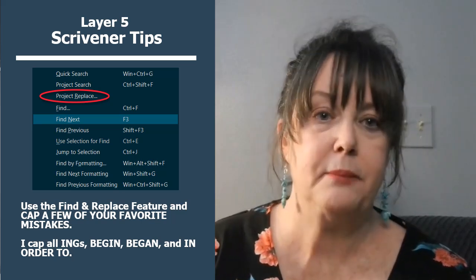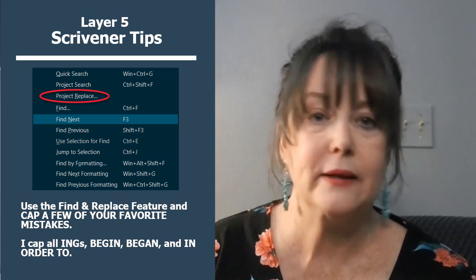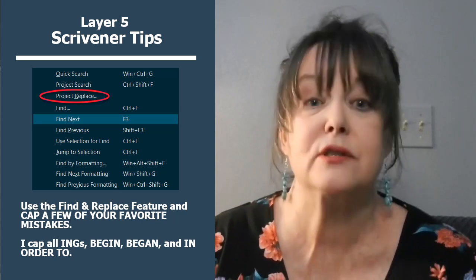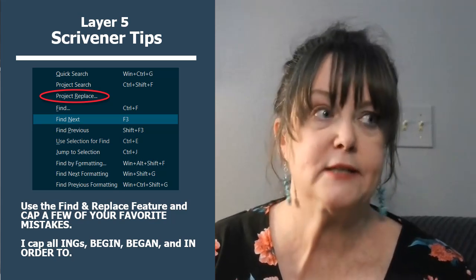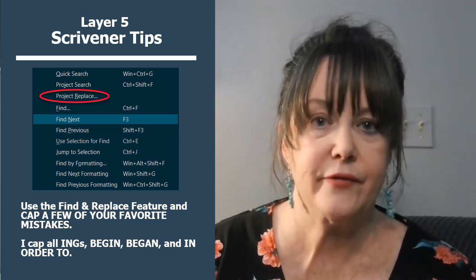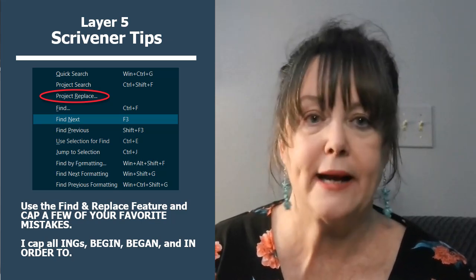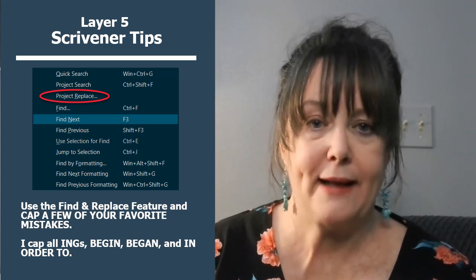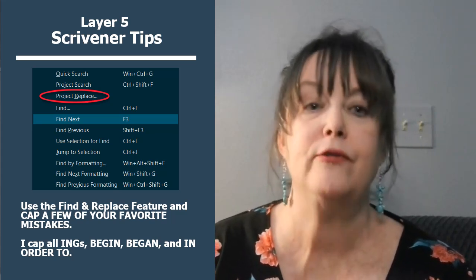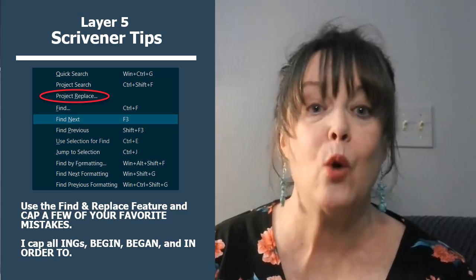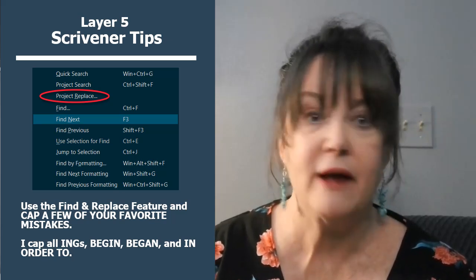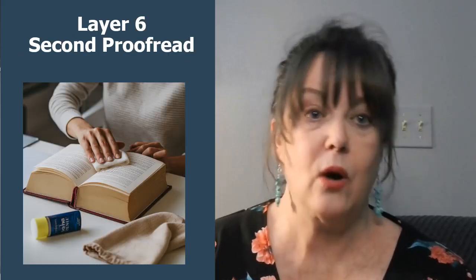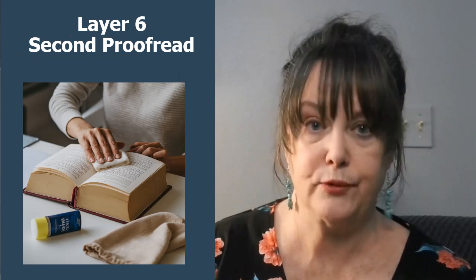I also make begin and began all in caps because I tend to use those words instead of using just the verb. And this also makes me see every single one of them. And I do the same thing for the phrase "in order to." And so by the time I read through and correct all of these mistakes, I get a good feeling at the end that I don't have to worry about those 3 of my favorite mistakes because I've now taken care of them. So now we go on to layer 6, and this is the second proofread.